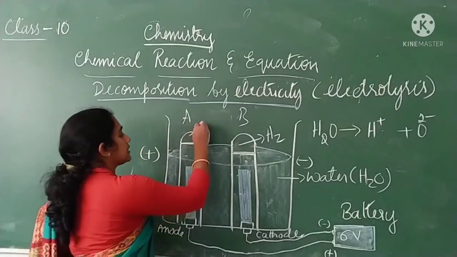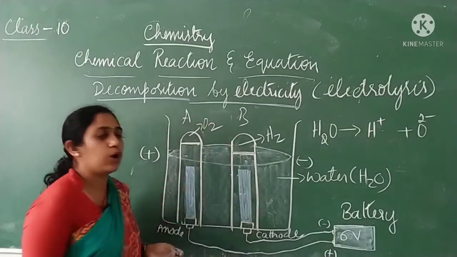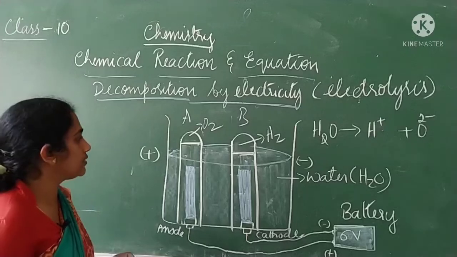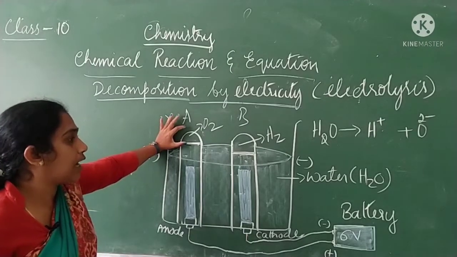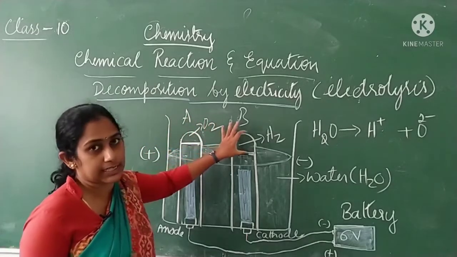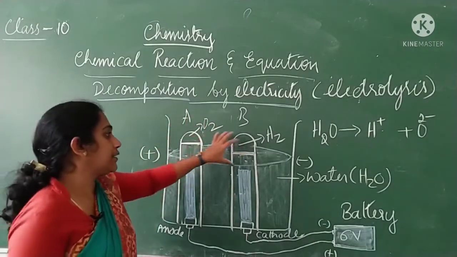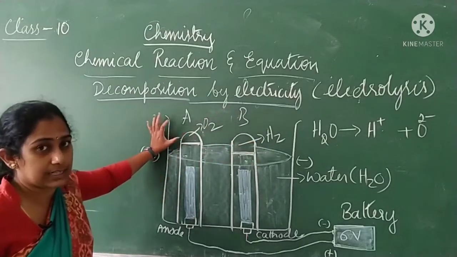So here in this test tube, the gas collected is oxygen. What you can observe is that the amount of oxygen gas collected is half the amount of hydrogen gas collected. The other way we can say is hydrogen gas is double the amount of oxygen gas collected, right?